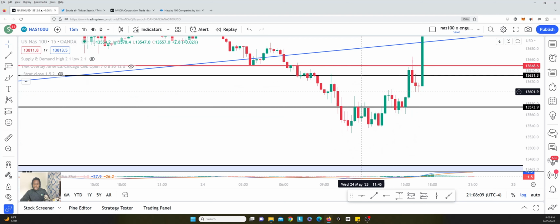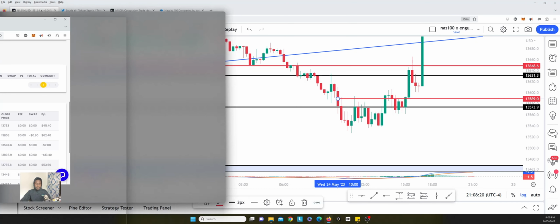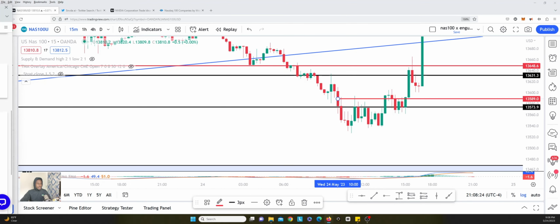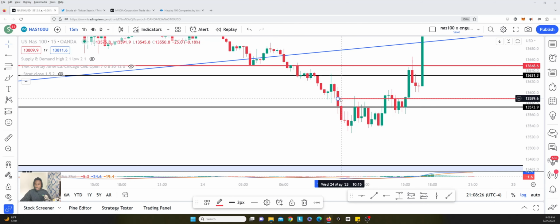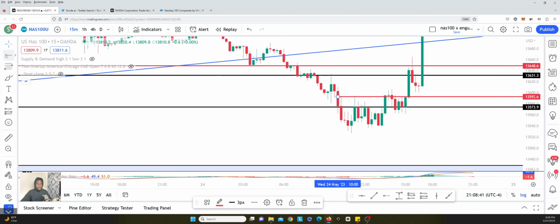So the 10 a.m. candle, that was this candle, and I think I probably went more bearish. So at 10 a.m. I entered at 13,592.6, and that was a sell side trade. And then I got stopped out at 11 on the 11:15 candle.